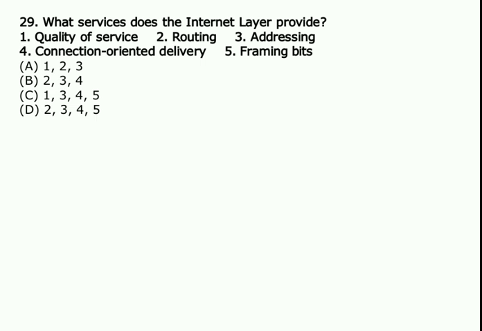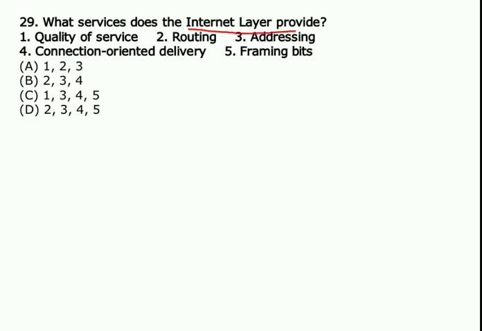What services does the internet layer provide? Quality of service, routing, addressing, connection vendor delivery, and training bits. First of all, we must know completely about all the 7 layers of the OSI model and the 5 layers of the TCP/IP model. We must be clear about the functionalities of the TCP/IP model and the OSI model. Many questions will be asked from these models. So let us solve the question.